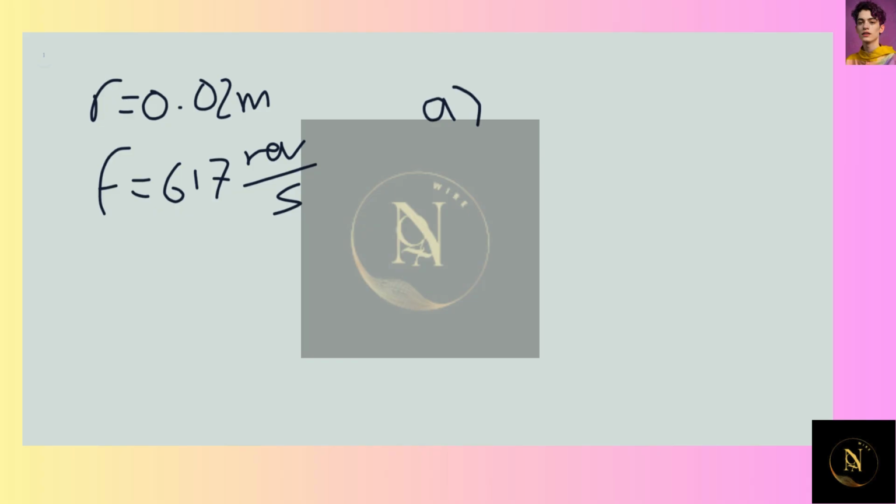In this problem, we have to find the centripetal acceleration on a blade of an engine that is rotating with a given frequency and radius. So we know that the equation for centripetal acceleration is v squared over r. Now we're not given v in this problem, but we do know a relationship between v and frequency.